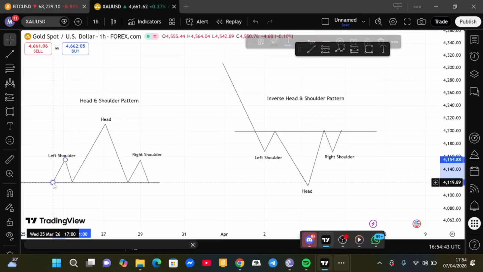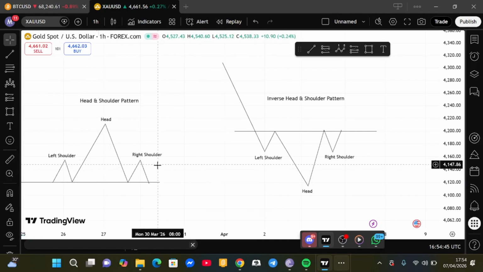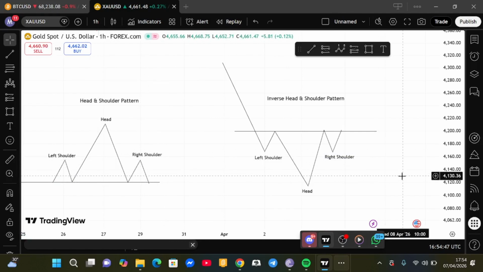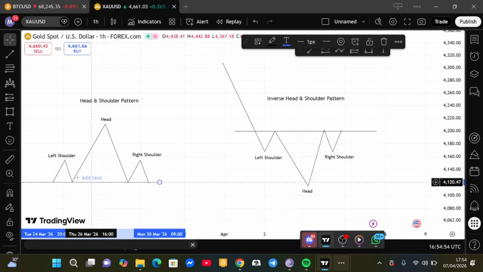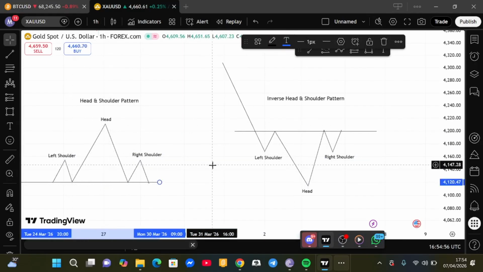Now in most cases, the right shoulder and the left shoulder may not be equal, but it is the same pattern. So take note, we call this the neckline. This is the neckline, your left shoulder, your head, and your right shoulder.